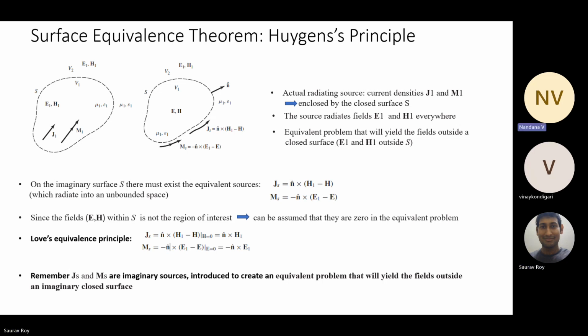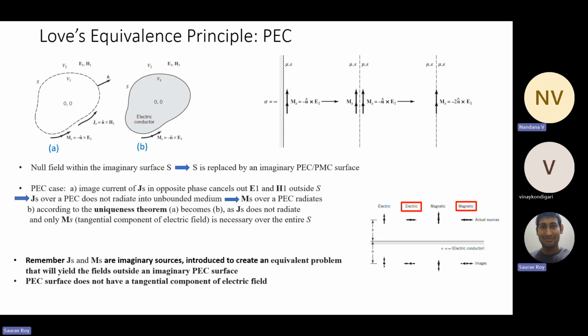Okay, sir. Now you tell me, what is the tangential value of the electric field here? It is n cross E1, so that is MS, nothing but the magnetic current source MS. That is not zero here. You understood my point? In an actual PEC, a real PEC surface, it should be zero, but here it is not zero. Understood? That is my point. Is it contradicting?